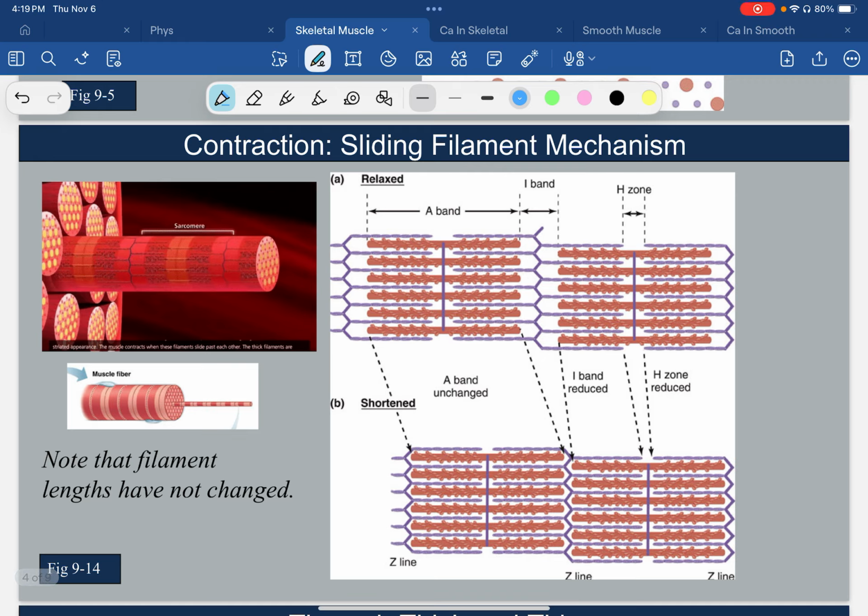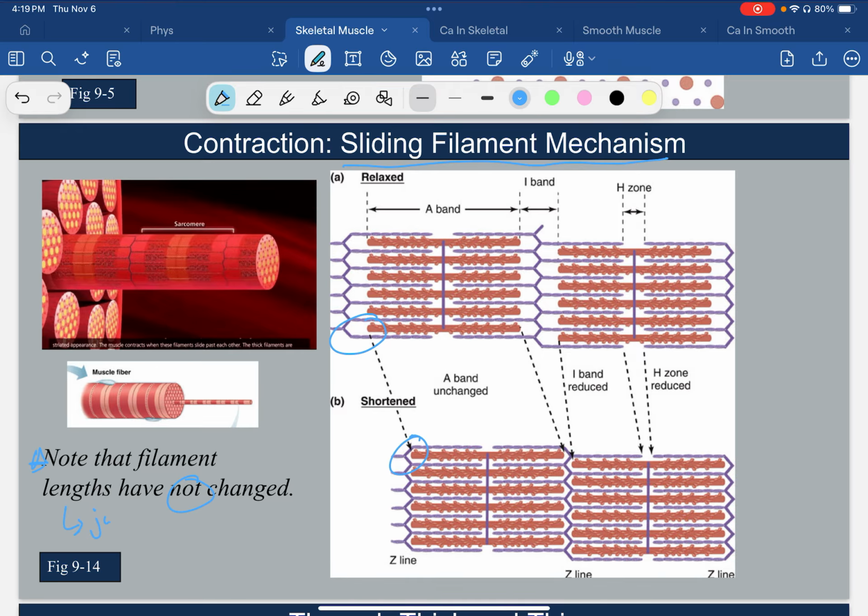So if we move down here, we can see our movement, it's called the sliding filament model or mechanism. Over here, they're lengthened. There's a lot of room in those corners. And down here, they're completely shortened and they're all really tight. Now, it's important to note that these filament lengths have not changed. They just slide over top of each other. So that's an important concept to remember.